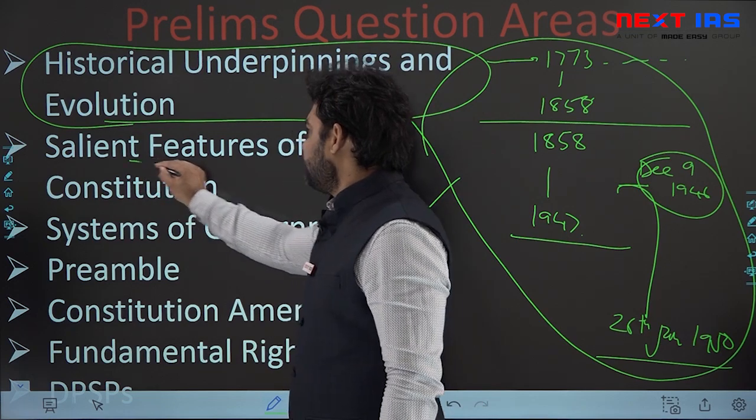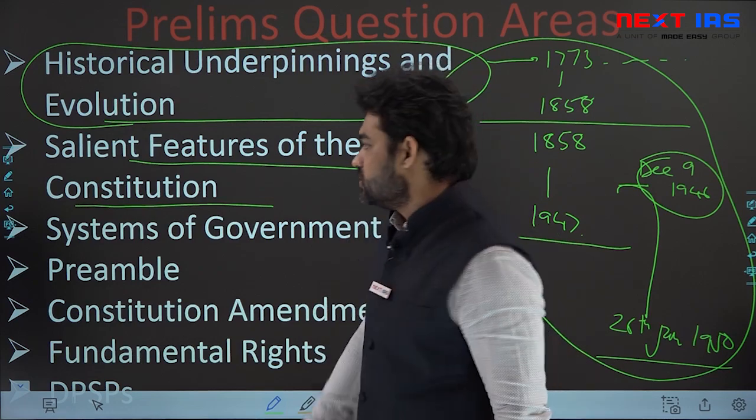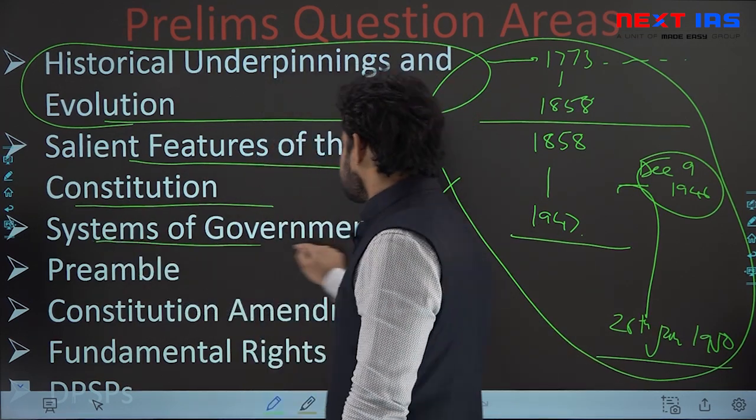Then we have the salient features of the Constitution of India. So that's one. Now here onwards the Constitution begins. So salient features of the Constitution, systems of government.